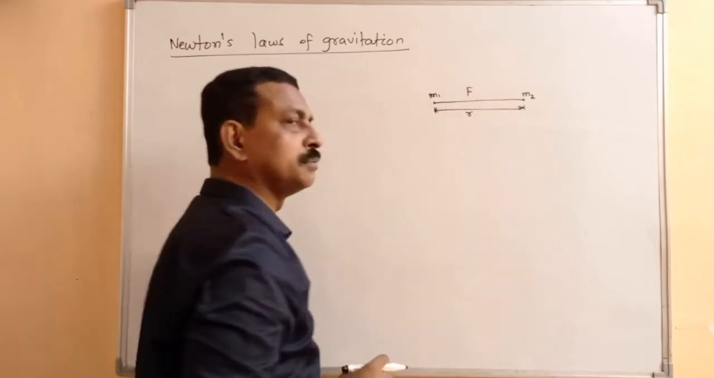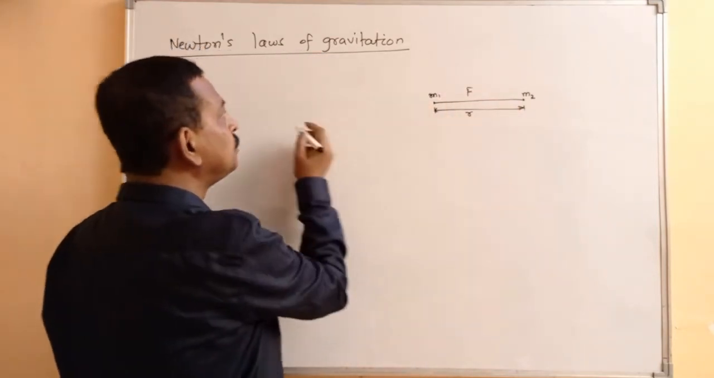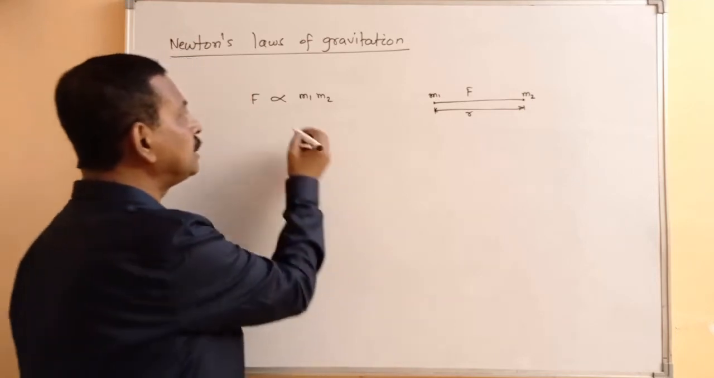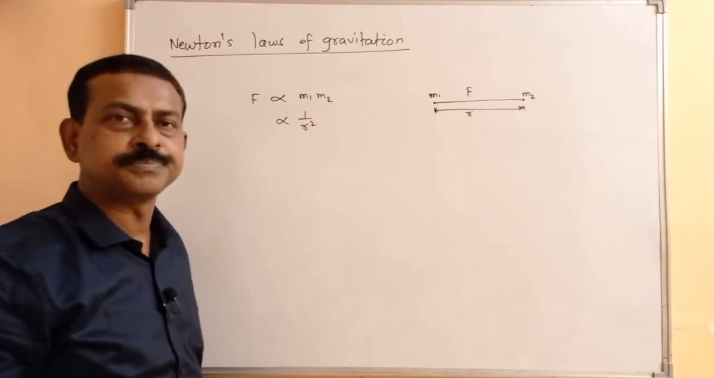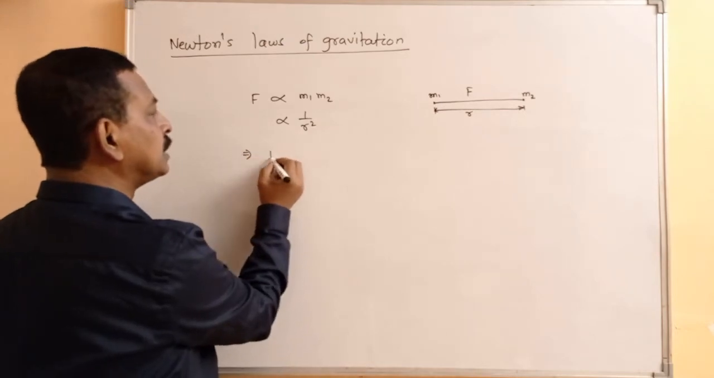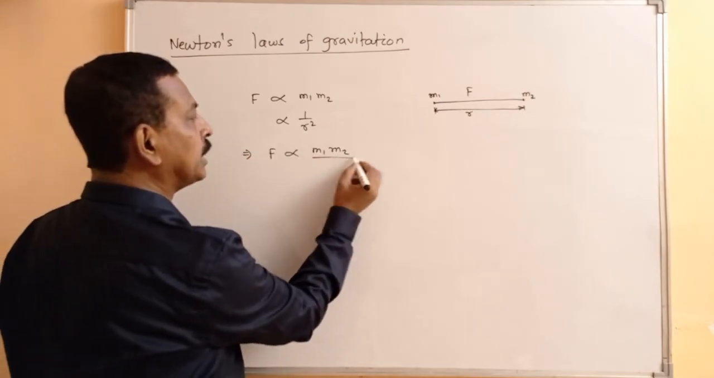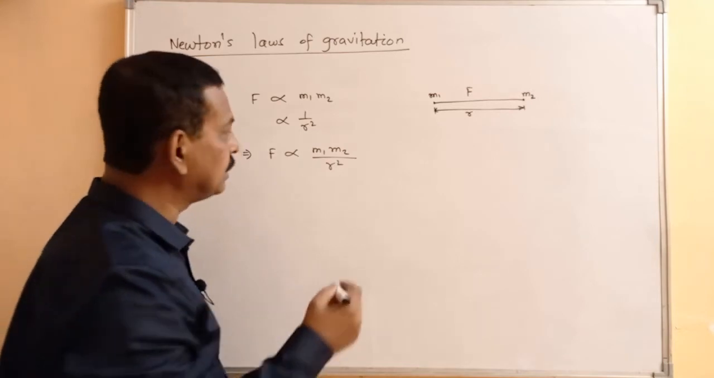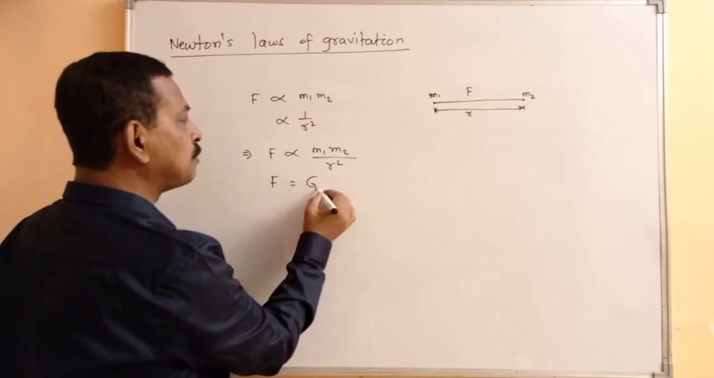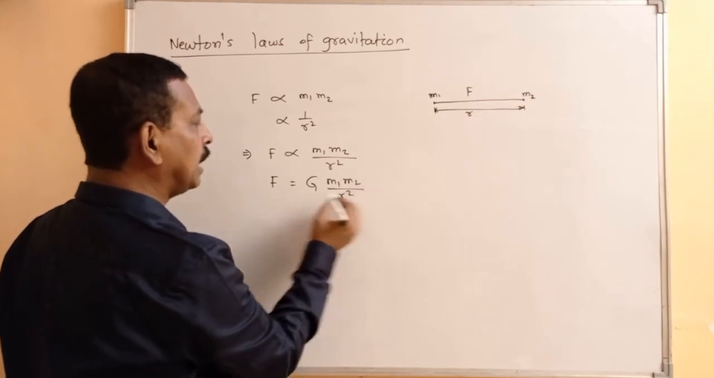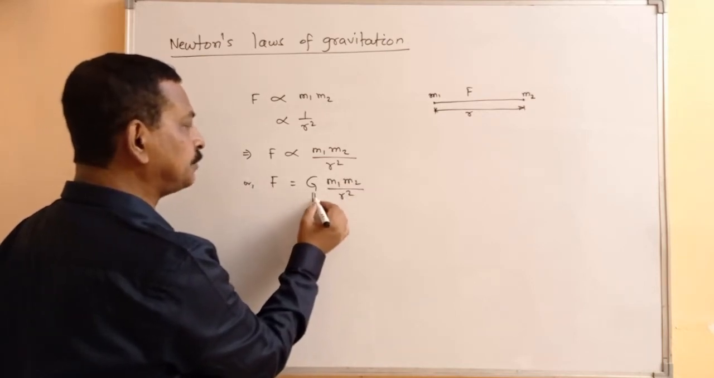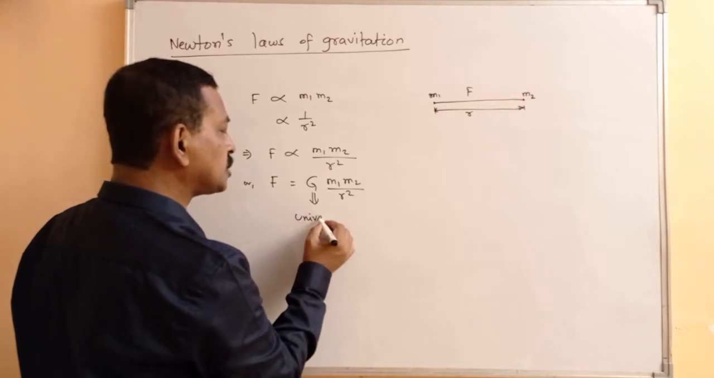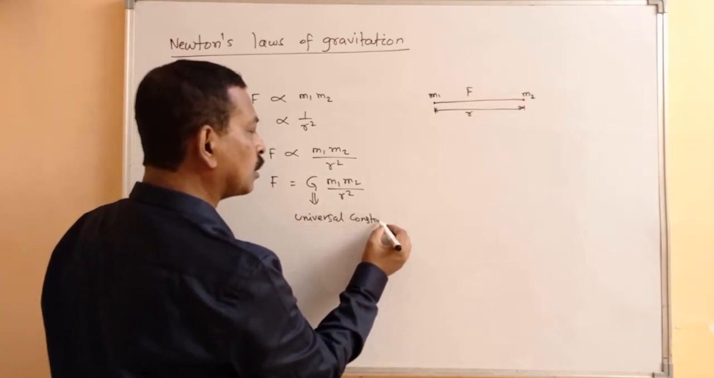So the force of gravitation between the two, if we represent it by F, then F will be directly proportional to product of the masses and inversely proportional to a square of the distance between them. If you combine these two, then we'll find F will be proportional to m1 m2 by r square. If you replace this proportionality sign by a constant there, in that case F will be written as capital G m1 m2 by r square. This capital G, this is the constant of proportionality we are using here, and this is called as universal constant of gravitation.